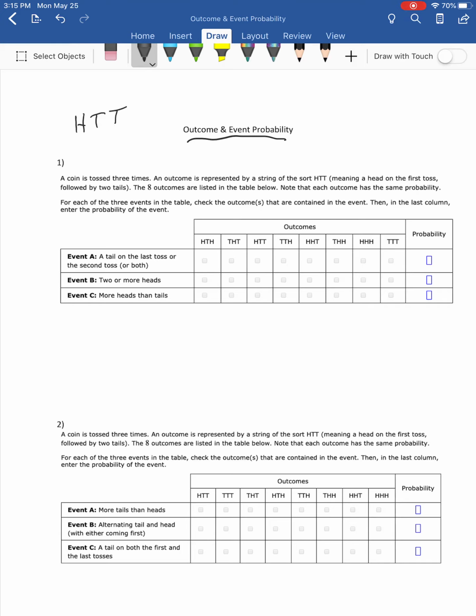Okay, again, we're tossing a coin 3 times. This means on the first toss, we got a head. Second toss, tail. And third toss is a tail as well. So HTT would mean head, tail, tail. Likewise, if we had T, H, T, that would be tail on the first one, head on the second one, and tail on the third one. Okay, so that's how to interpret what they're giving us here.